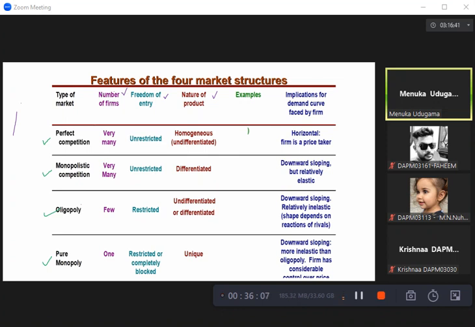It's very easy to enter a perfectly competitive market, and then thereafter the restrictions increase. And we saw that the shape of the demand curve is actually kinked, not a straight demand curve, but a kinked demand curve, because the shape depends on the rival, or they look at what others do, and accordingly they will price their products.